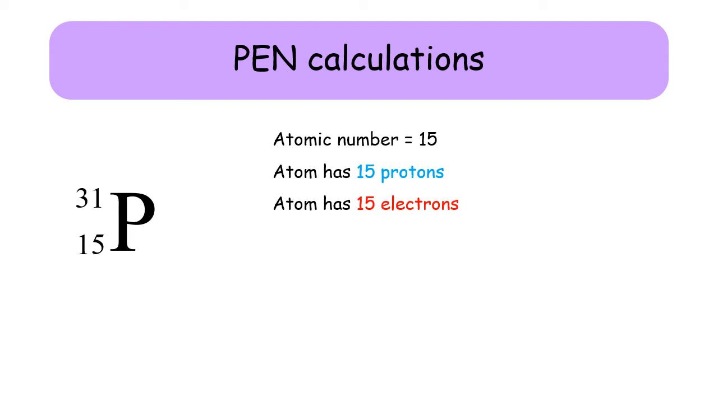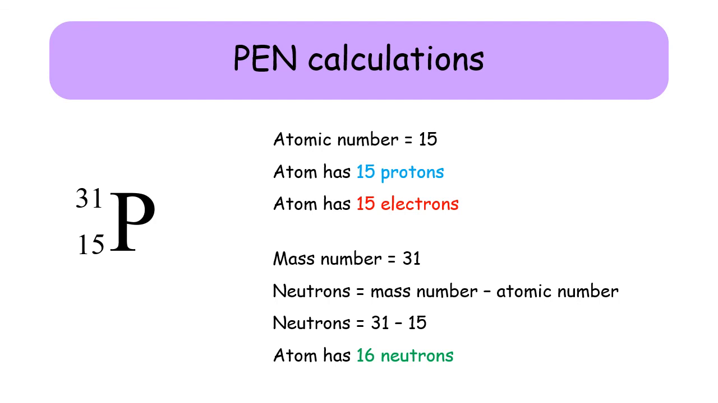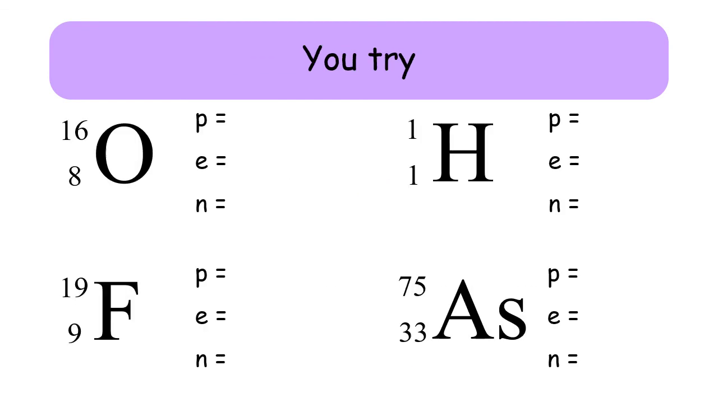To work out our number of neutrons, we need to use the mass number and the atomic number. So neutrons is mass number, big number, minus atomic number, small number, which is 31 minus 15, which gives us 16 neutrons. So here are 4 examples for you to try. What I'd like you to do is pause the video, have a go at each one, and then continue playing and the answers will be revealed. So have a go now.